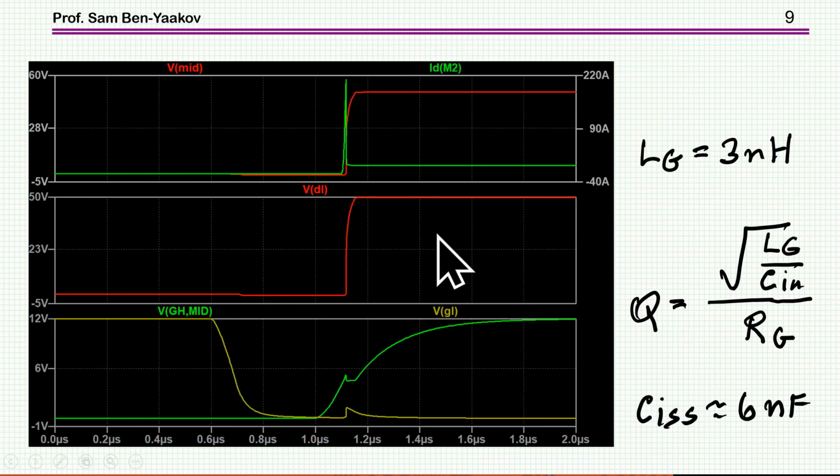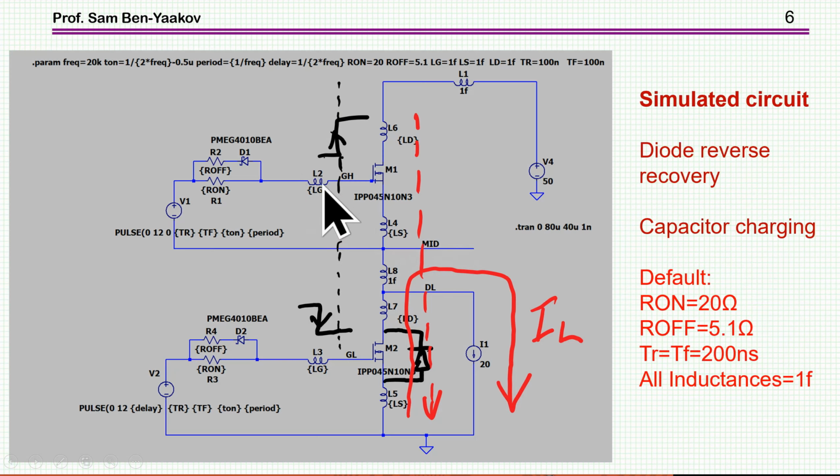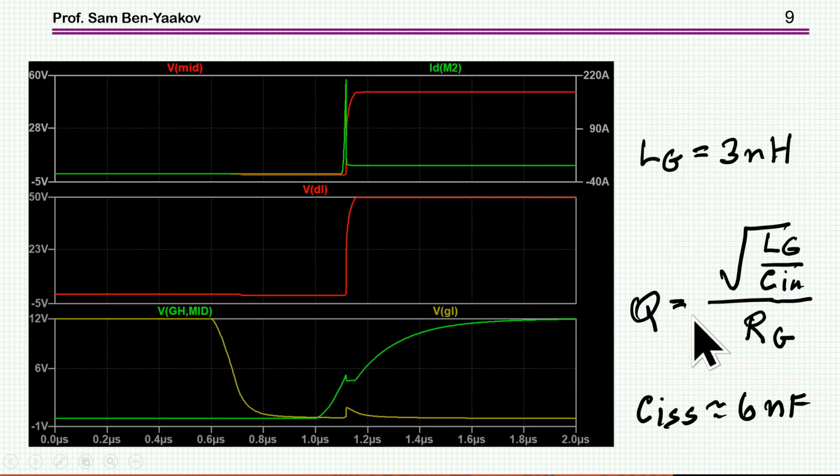Now, what about the gate inductance? Okay, this is the next step I'm going to examine, and that is the inductance here, which will be, say, the drive inductance plus some of the internal inductance within the element itself. If I just change the inductance to 3 nanohenry, everything else is default, I don't see any big difference. And the reason is that to see any difference, the Q, quality factor of the drive circuit, has to be higher than 1.